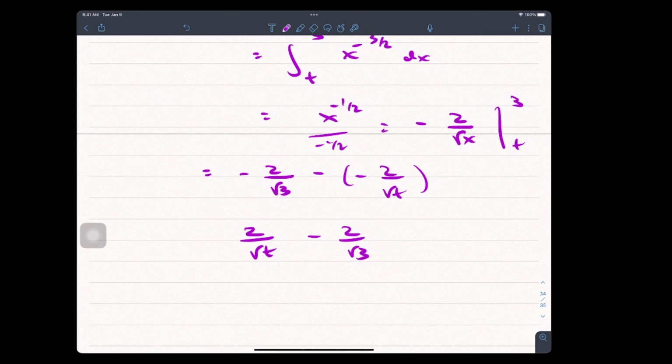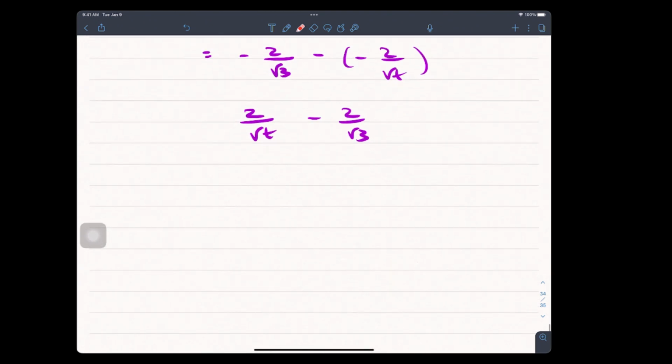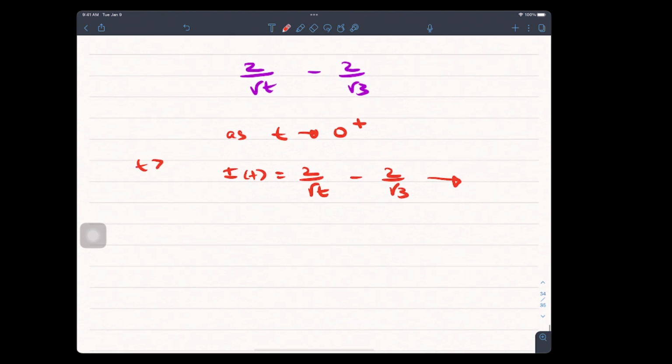Okay. So what happens now with this one? Do you guys know? Got to take the limit. Limit is what? As t goes to 0 from the right. Okay. All right, so let's see. As t goes to 0 from the right, I of t, which is 2 over the square root of t minus a constant there. Where does that go to? Now, what does it mean t is going to 0 from the right? It means t is positive.